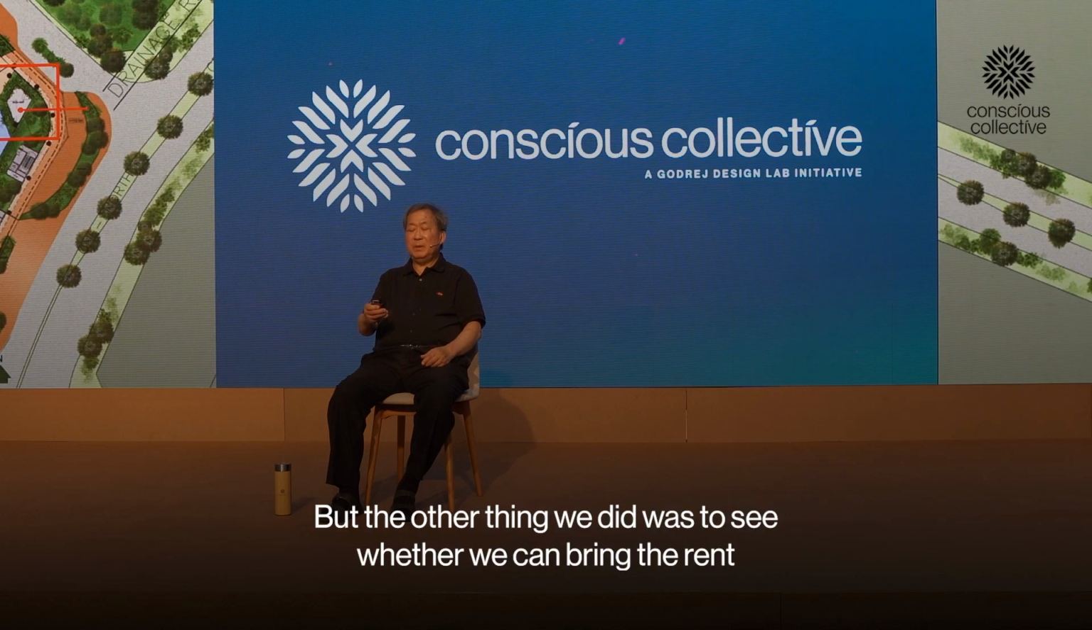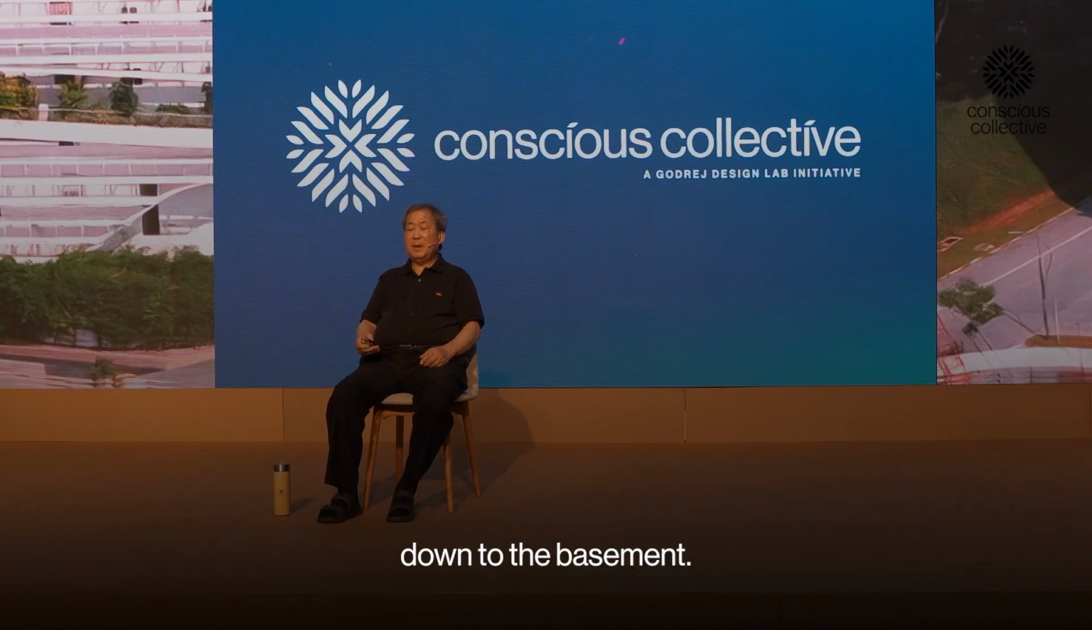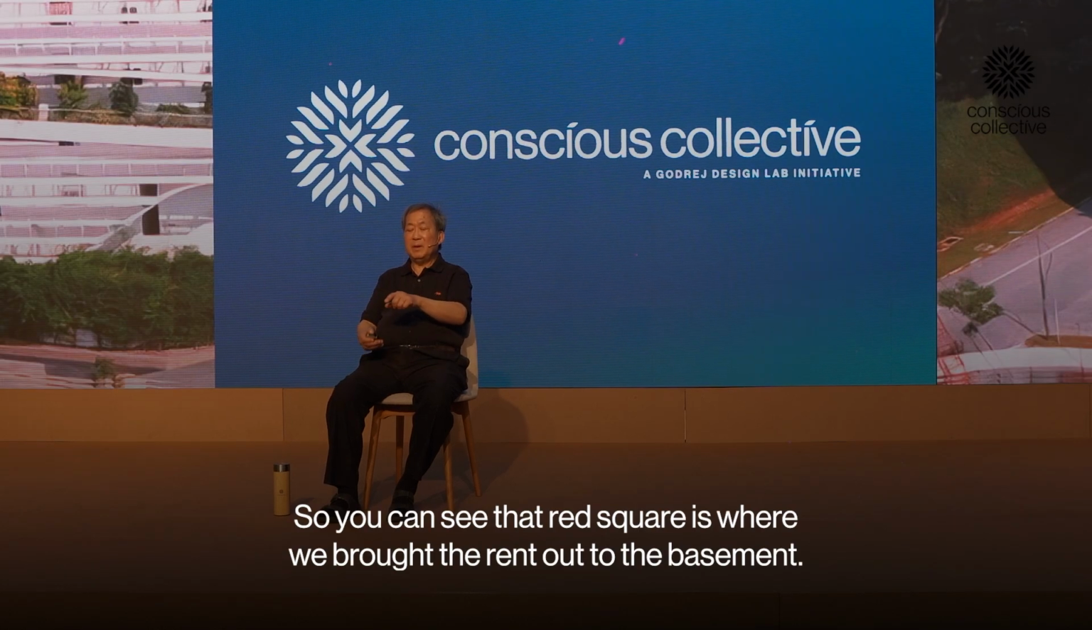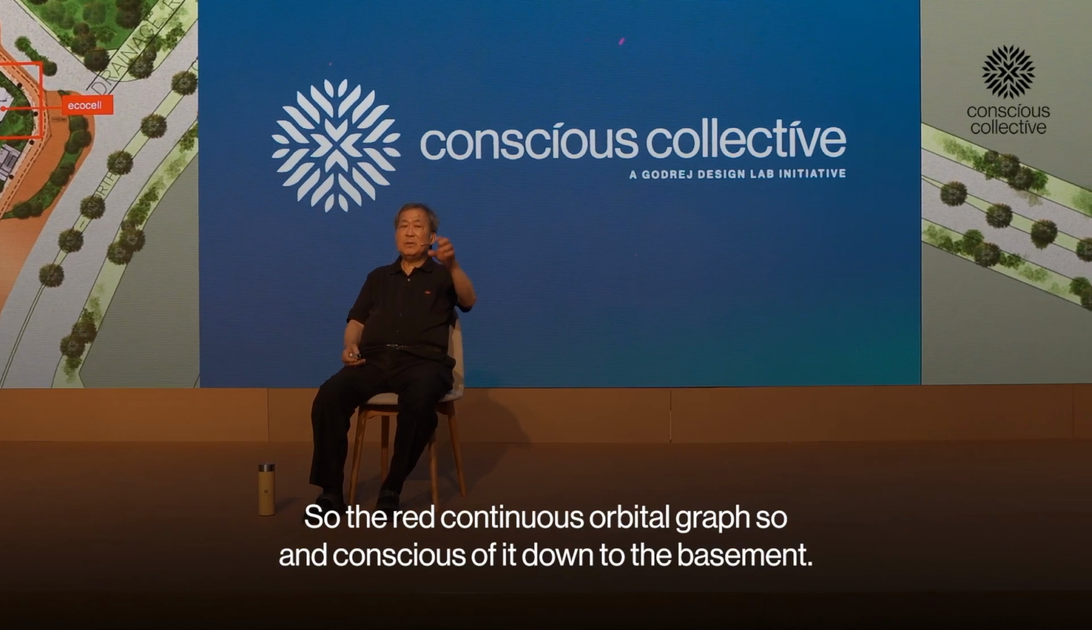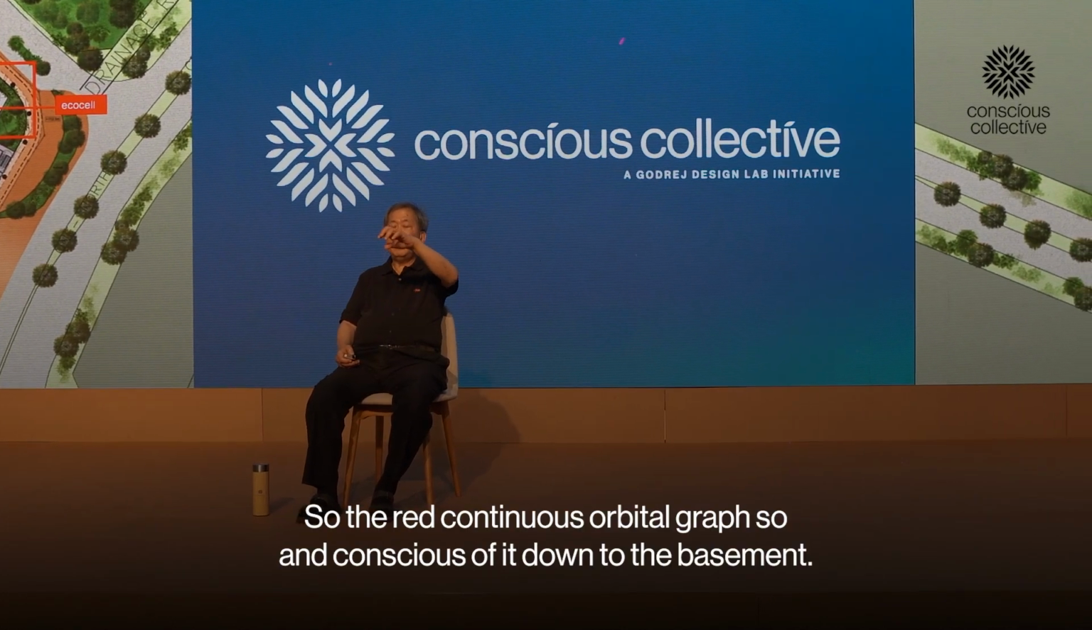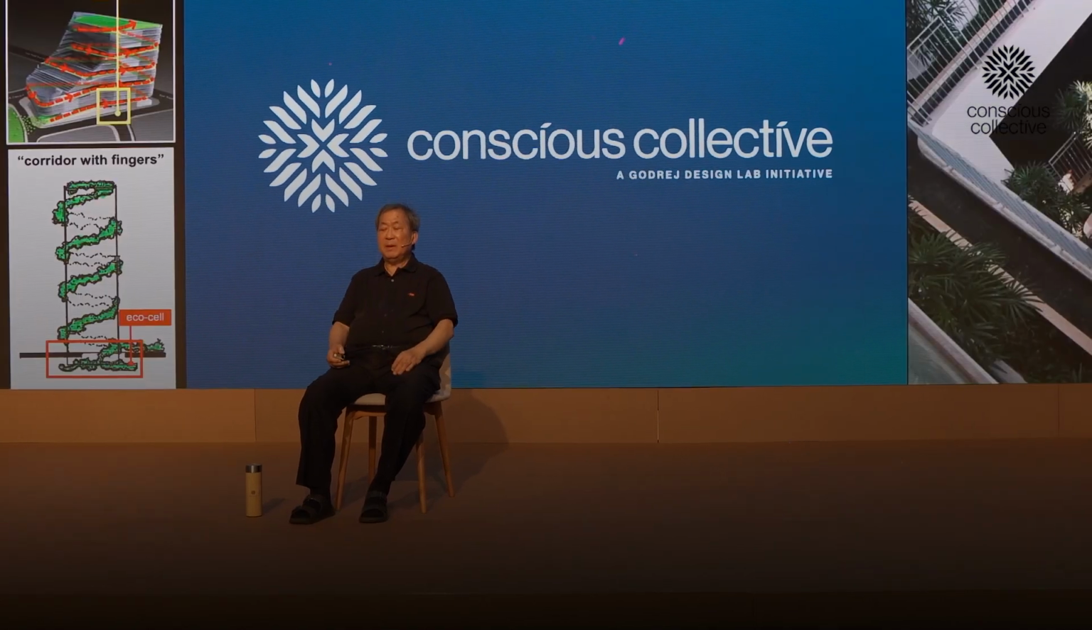But the other thing we did was to see whether we can bring the ramp down to the basement. You can see the red square. That's where we brought the ramp down to the basement. I call this the eco cell. So the ramp continues all the way down the ground floor and on to the basement. And this is what it looks like.